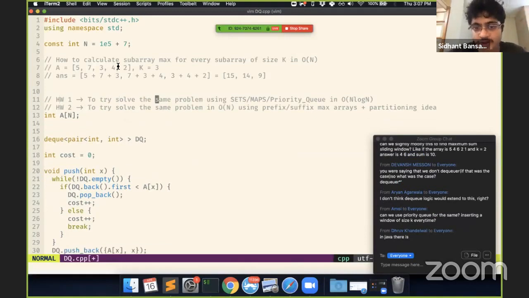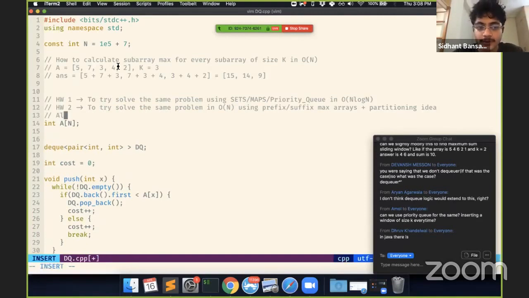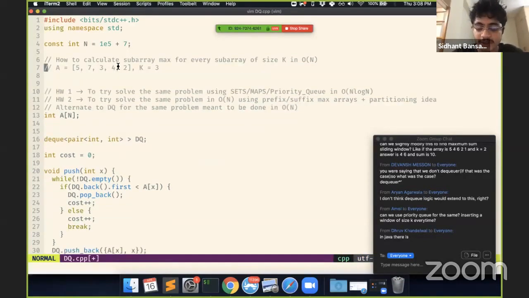If you want to do it using sets or maps or priority queue in n log n, then you can try it. And homework 2 is actually slightly hard. I'll probably share a link with you guys, which shows an alternative to DQ for the same problem, meant to be done in O(n). So it's as fast as the approach that we currently discussed. The benefit is that approach is slightly simpler, but it's very hard to get the idea of that.